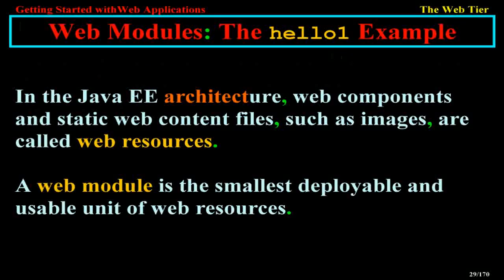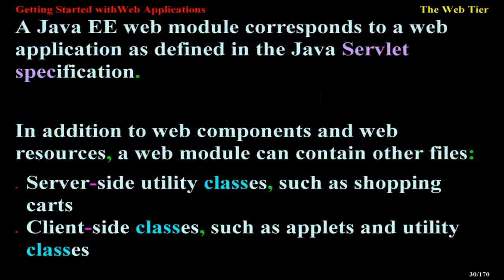The Hello 1 example. In the Java EE architecture, web components and static web content files, such as images, are called web resources. A web module is the smallest deployable and usable unit of web resources. A Java EE web module corresponds to a web application as defined in the Java Servlet specification. In addition to web components and web resources, a web module can contain other files: server-side utility classes, such as shopping carts, client-side classes, such as applets, and utility classes.